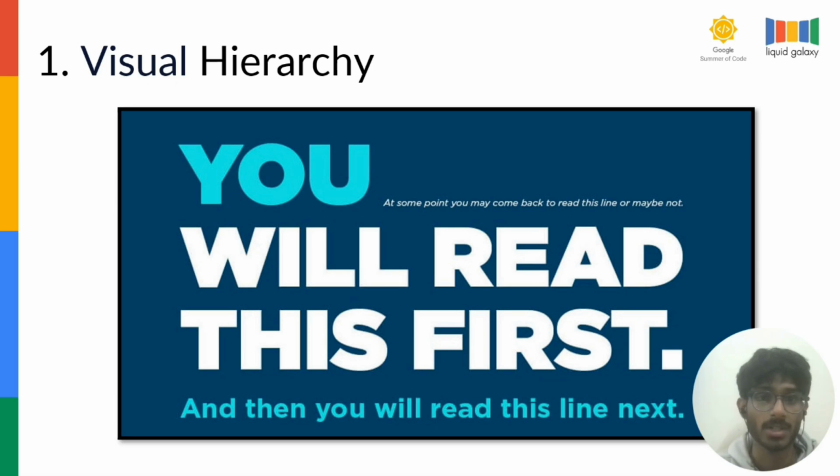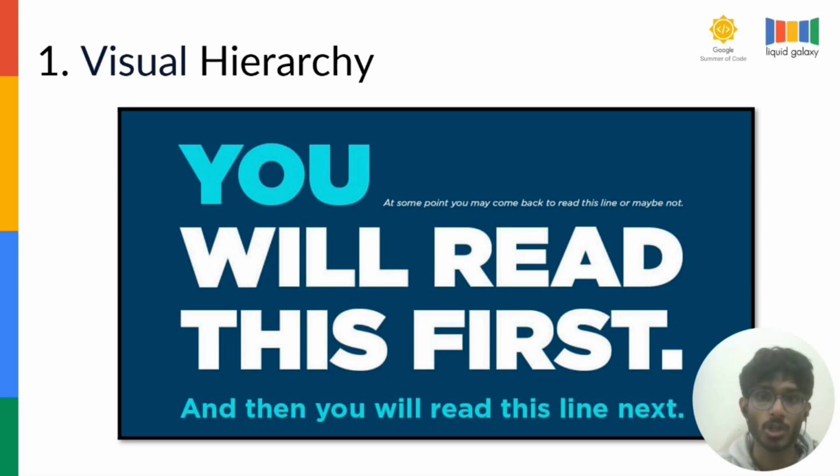Then you will read this next because it's still bold and large, but slightly less prominent than the first. And then you will read this line next. The font size is smaller and the color is slightly muted, making it secondary in importance.